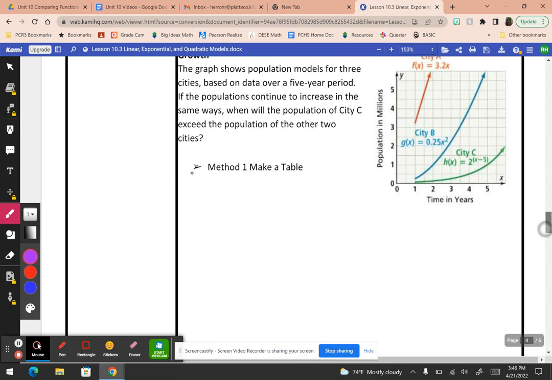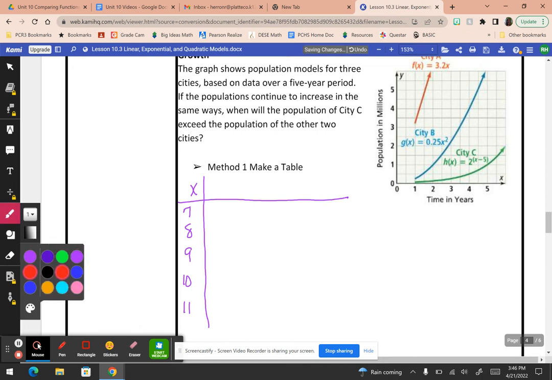So the first thing you can do is do it by hand, which means you're going to make a table of values. All right, and then you're going to do one for each one. So here's my x. If I want to do the next 5 years, I would go 7, 8, 9, 10, and 11. Okay, and then I would do it for each one of the graphs up here.